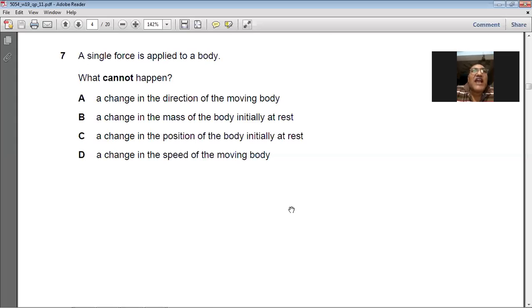A change in the mass of the body initially at rest. So what cannot happen with the force? The mass of the body cannot be changed by applying the force. So B is the right option. Question number 7, B is the right option, sir.